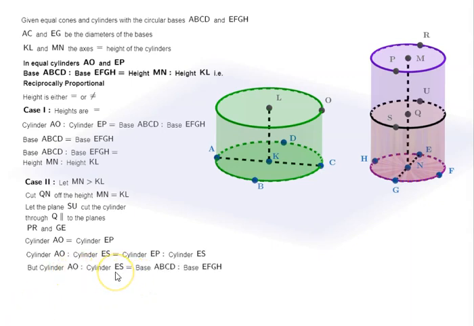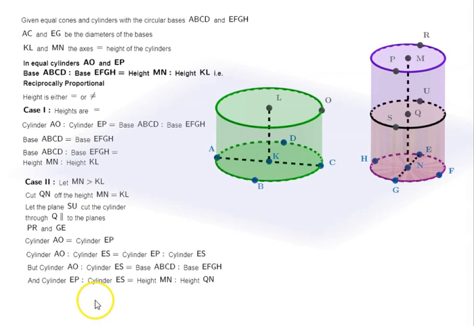Cylinder AO is to cylinder ES as base ABCD is to base EFGH, because cylinders are proportional to their bases. And cylinder EP is to cylinder ES as height MN is to height QN. Why? Because if a plane cuts a cylinder, then the cylinders are proportional to their heights or to their axes, and here the axis is equal to the height.